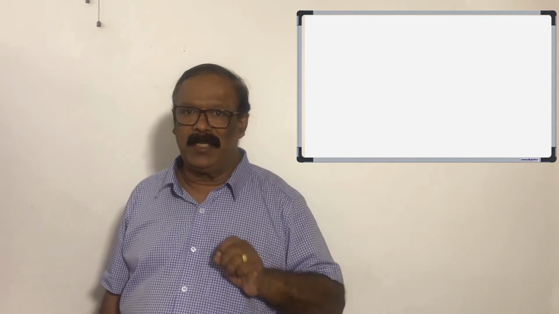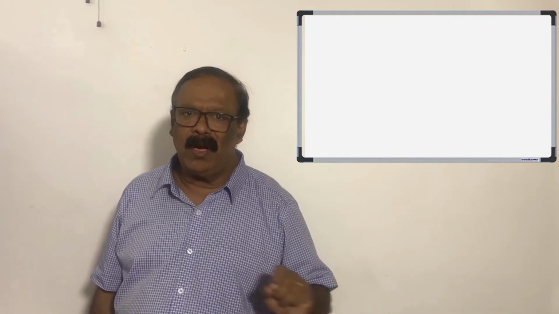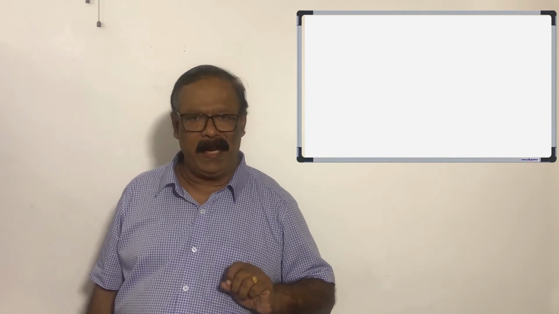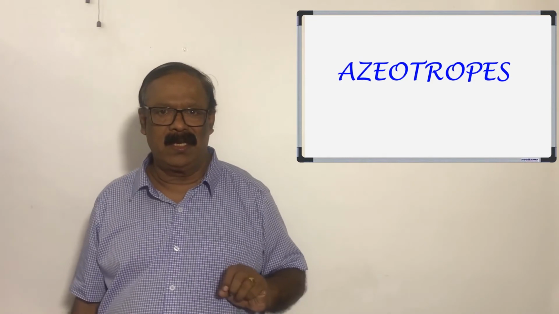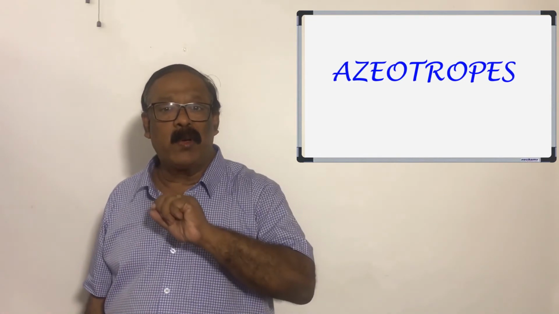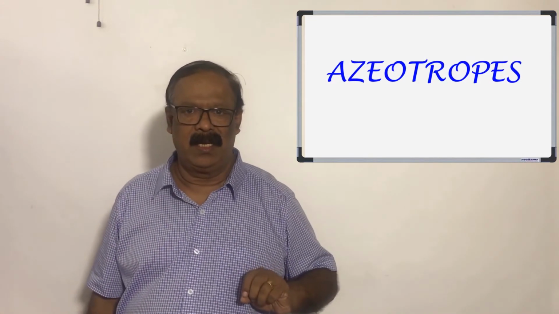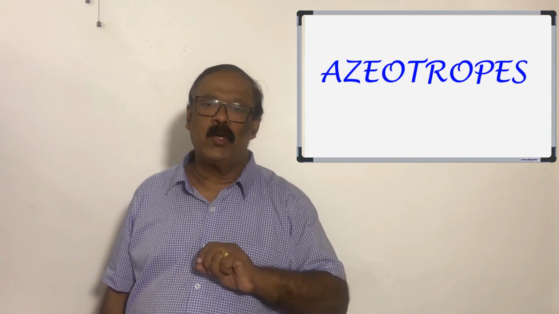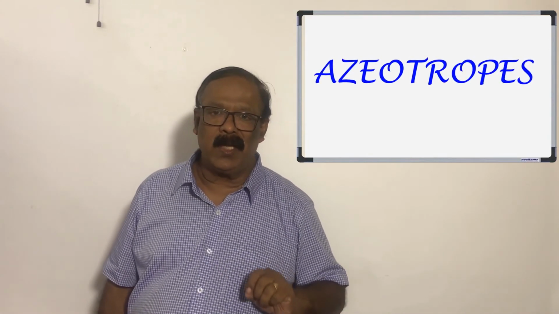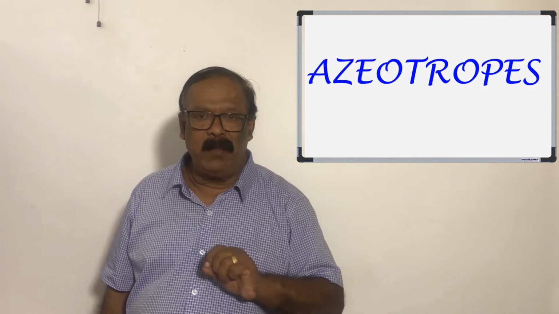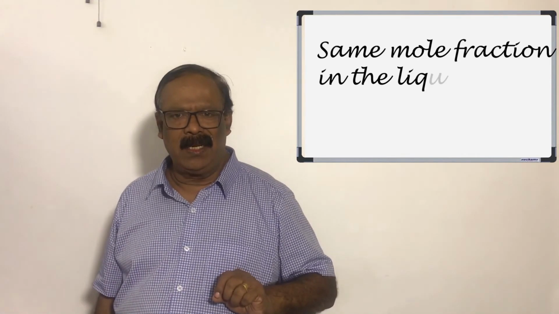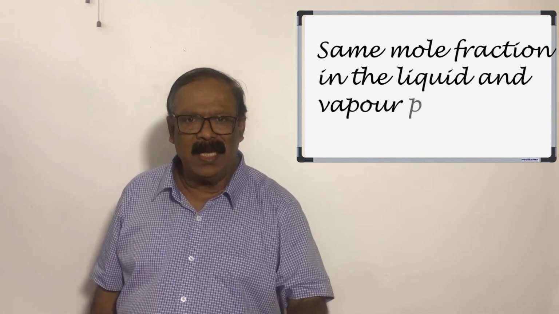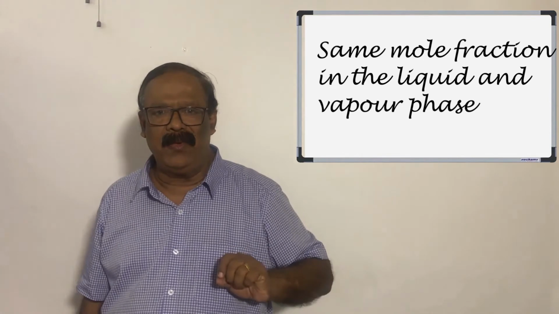There are liquid mixtures which will not obey this particular pattern. They are called azeotropes, or azeotropic mixture. Now what is an azeotrope? Azeotropes are liquid mixtures which will have the same mole fraction in the liquid phase and in the vapor phase.